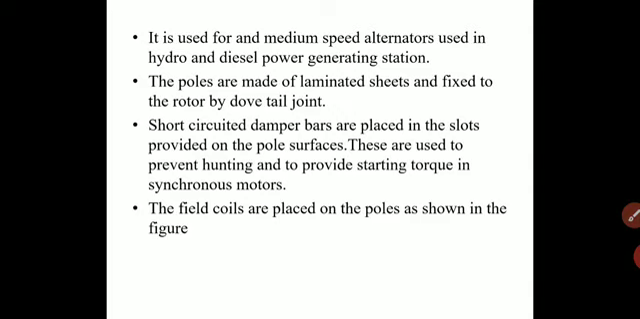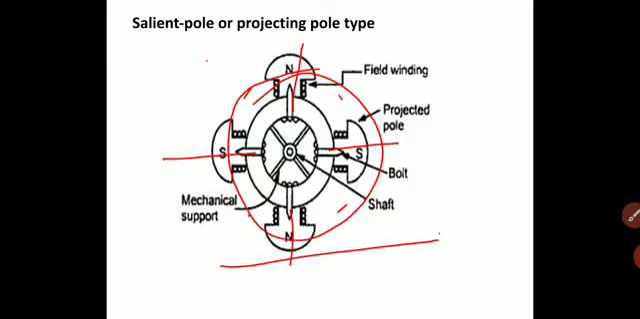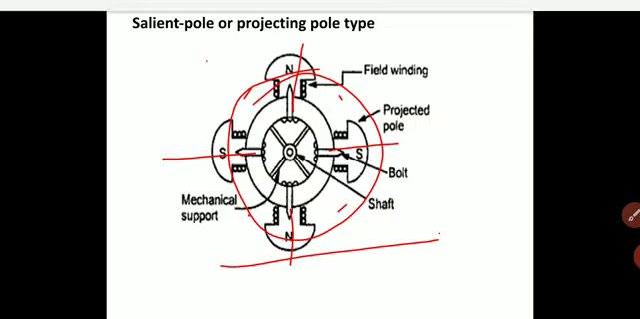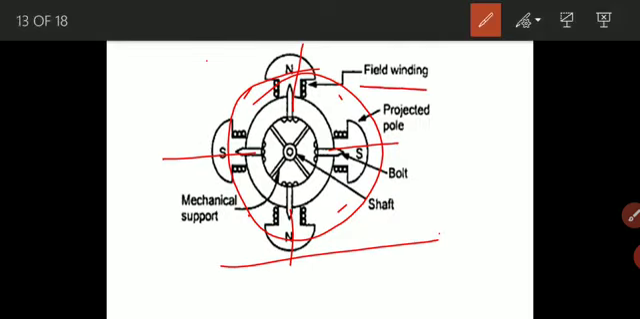In the salient pole alternator, in this type of rotor classification, the field coils are placed on the pole. See here, this is the field coil, sorry, this is the field winding.